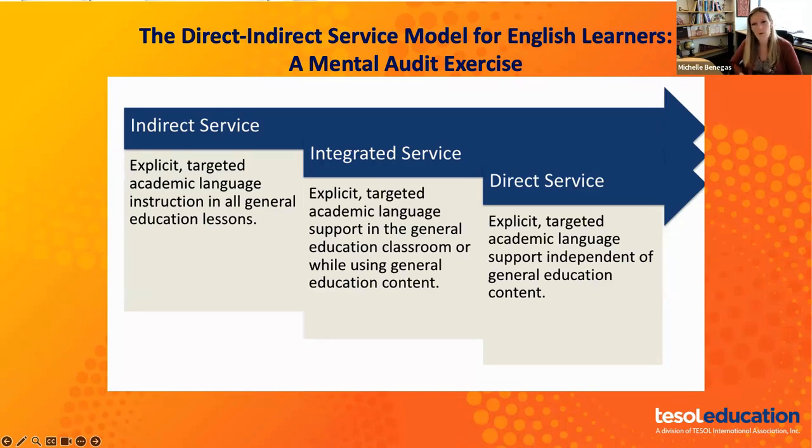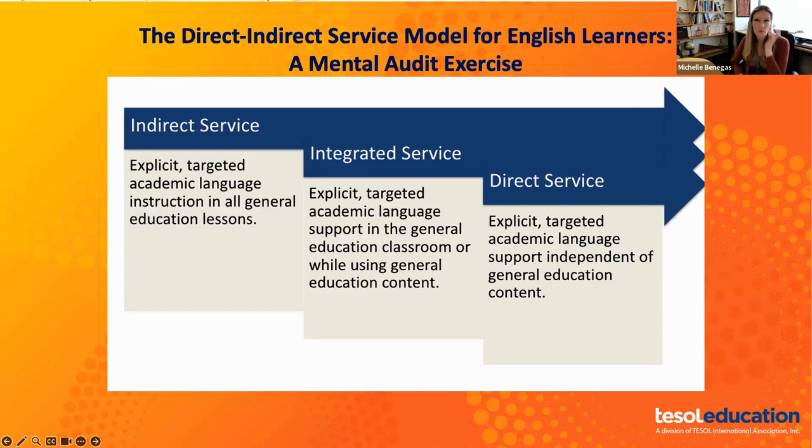So the first way, we're going to go all the way over to the right, is direct service. Direct service is explicit, targeted academic language support independent of general education content. So this is time when multilingual learners are working directly with someone who is certified or licensed to teach English as a new language, or we'll call it English language development, ELD, for the purposes of today. So this might be pull out. It might be a class that is specifically for newcomers, anytime that our multilingual learners are working directly with someone who is certified in ELD.